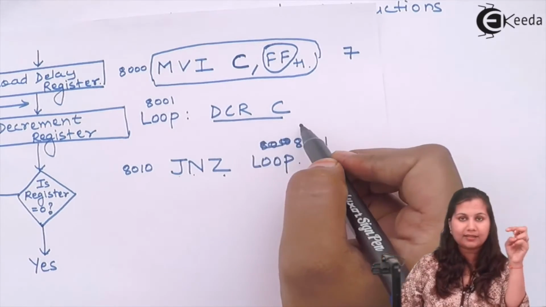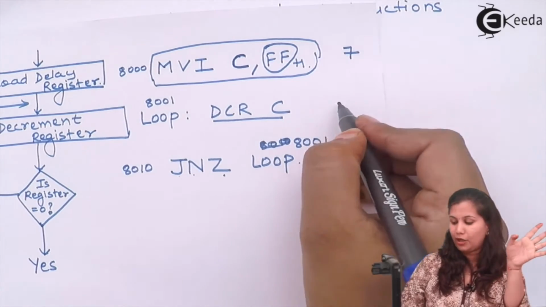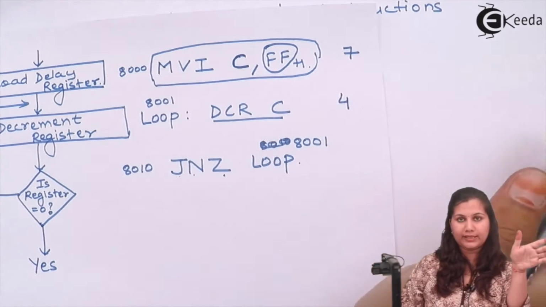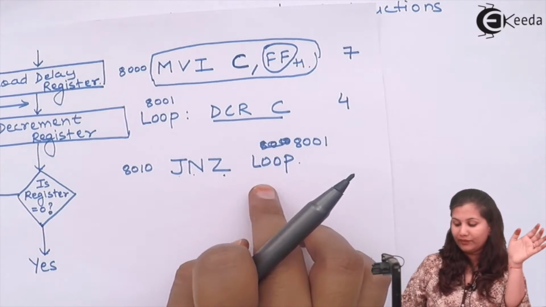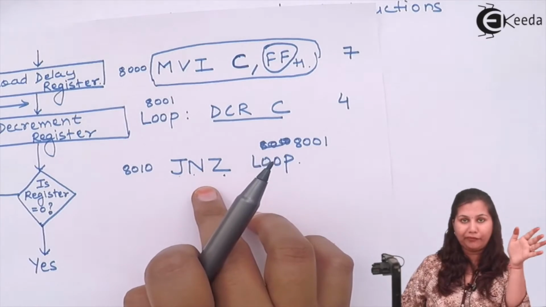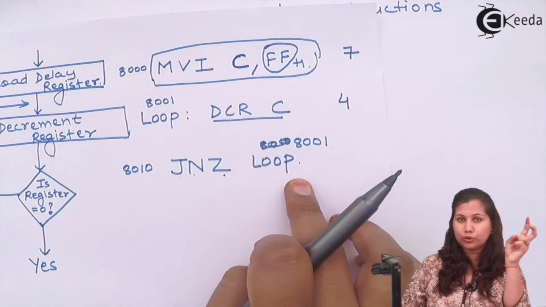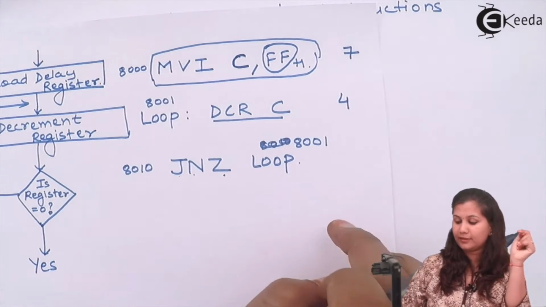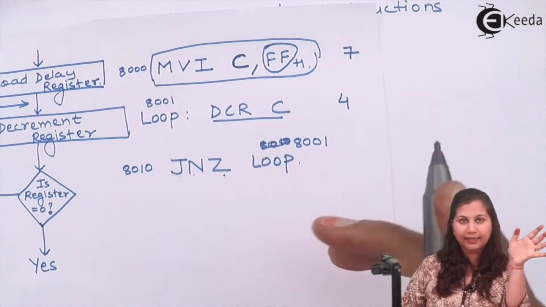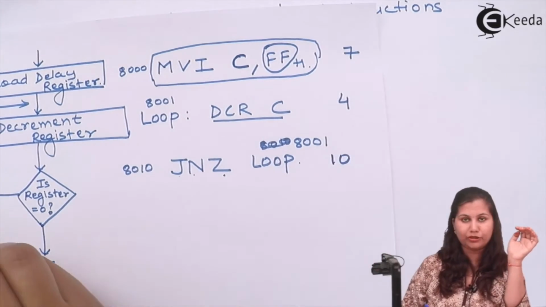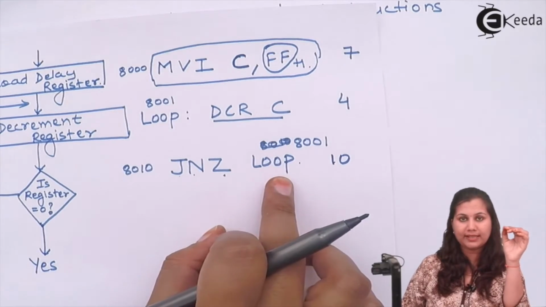Then we have DCR C. This requires only the opcode fetch machine cycle, so it will have only 4 T states. Then this instruction JNZ loop. So what we are getting first is opcode fetch, then the memory machine cycle 2 times. So total we have 4 plus 3 plus 3, that means 10 T states. Now every time this is requiring 7 T states.